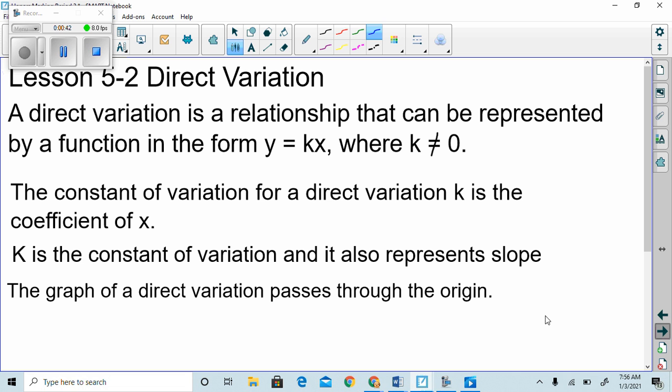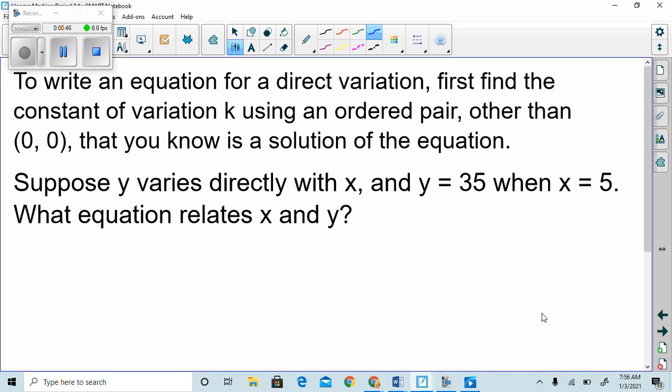Let's see how that works. You're going to be given a statement that tells you that x and y vary directly. To write an equation for direct variation, first find the constant of variation k using an ordered pair other than (0, 0). That will be a solution to this equation.